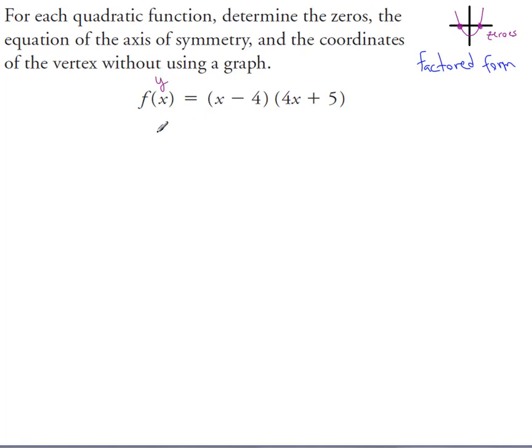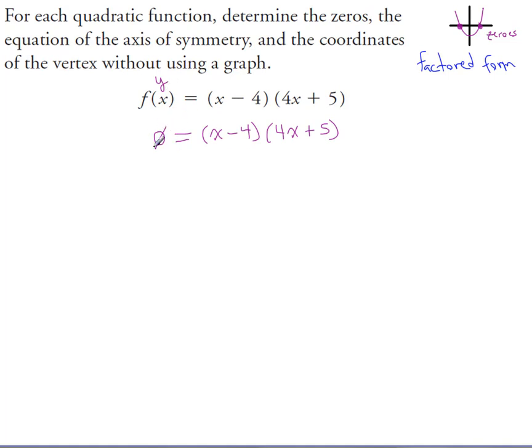So when the y value is 0, I know I'm going to have hit my zeros. So I'm going to substitute in a 0 for my y value. And when my y value is 0, I have to figure out what my x values are. If y is 0, I must be at the zeros. So let's figure out what my x values are. I'm actually going to need to solve for x. I'm going to need to figure out what x could be. And there's actually a couple of options.